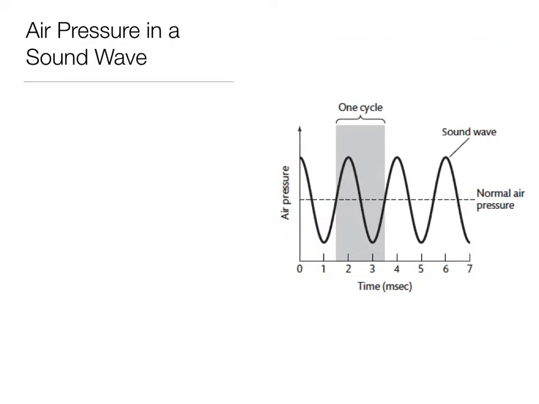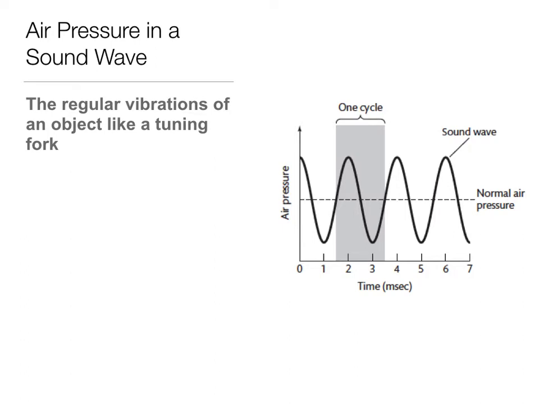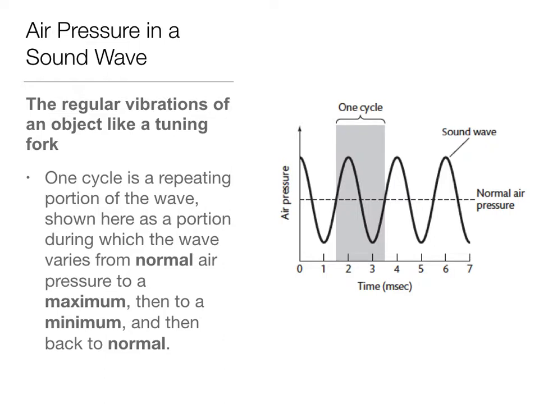Now, how we talk about sound, this air pressure in a sound wave, a lot of what we're going to talk about is pure tones, which are just like a pitch, like a tuning fork. When you hit a tuning fork, it's going to make a pure sound. And how we talk about sound and how we measure sound, we do using these cycles. A cycle is this repeating portion of the wave.